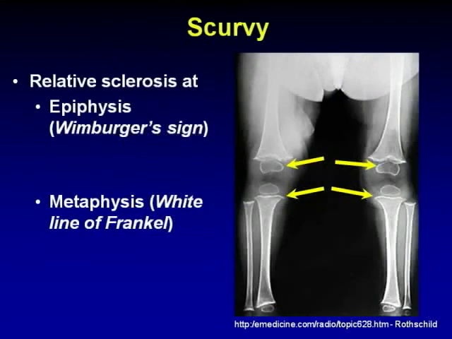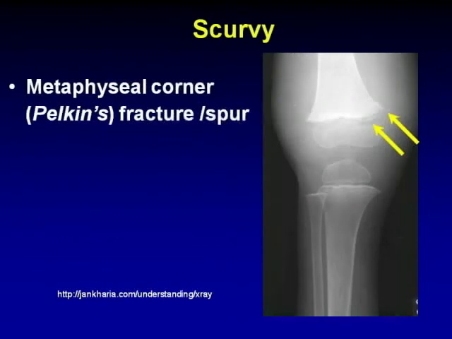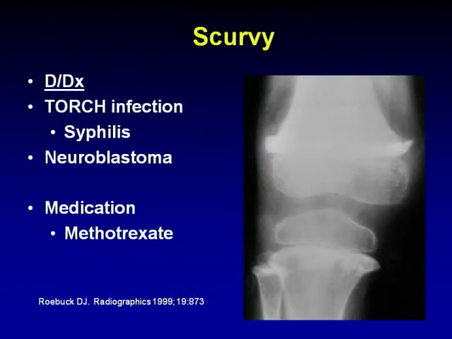There is relative sclerosis on a background of osteoporosis at the epiphysis. That's called the Wimberger's sign, or ring, as might properly be referred to. And at the metaphysis, the white line of Frankel. Scurvy can also be associated with metaphyseal corner fractures or spurs, like we see here. There is a differential diagnosis. Most commonly, it's a TORCH infection like syphilis, although neuroblastoma and medications like methotrexate may also cause similar findings.